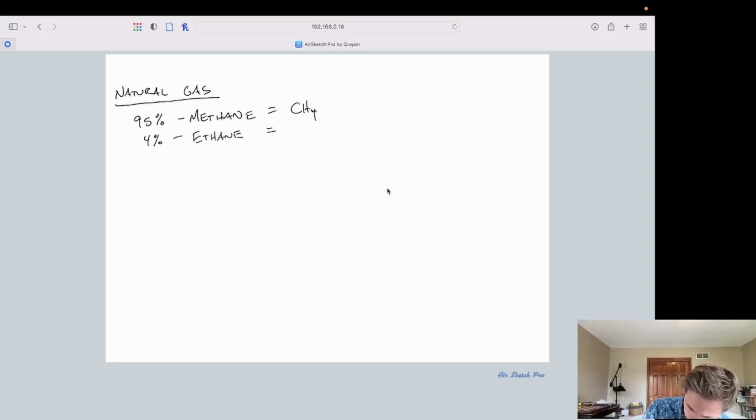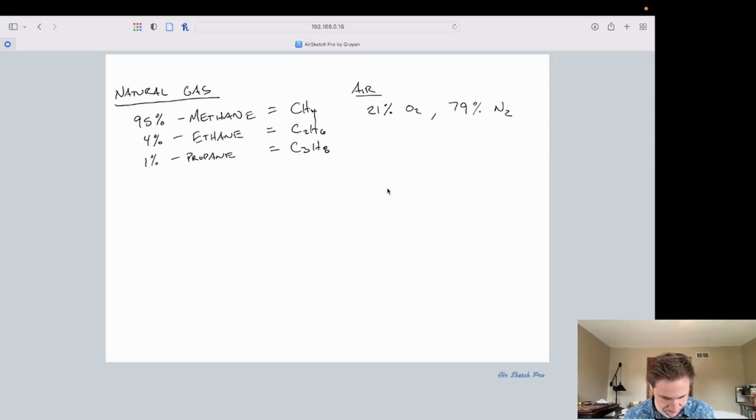So we're just burning alkane groups here. And that's going to be C2H6. And then lastly, this is the composition for the fuel, 1% of propane, which is C3H8. And then when the natural gas burns with our air, and again our air is going to be our 21% ratio of oxygen to our 79% ratio of nitrogen.